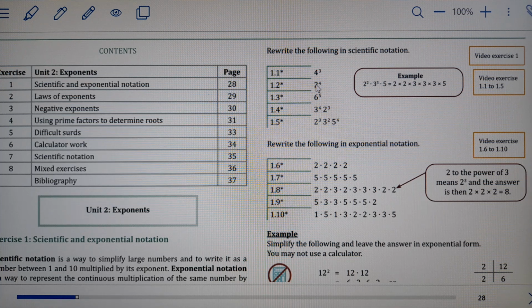Then you can do 1.2 in your book. You can start with 1.1, do 1.2, and do 1.3 as well in your book. Now let us look at exercise 1.4 together. I will show you an example and you can continue and do 1.4.